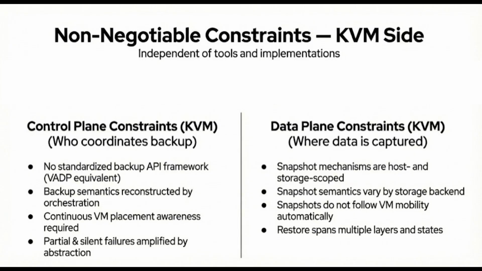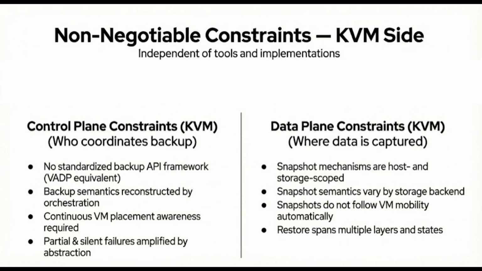On the control plane side, this has important consequences. Because backup is orchestrated externally, visibility into the guest is limited, ordering becomes critical, and behavior depends heavily on platform APIs. Failures here are rarely catastrophic. They are partial or silent. A freeze is skipped, a timeout occurs, or state drifts without being immediately visible at the platform level.